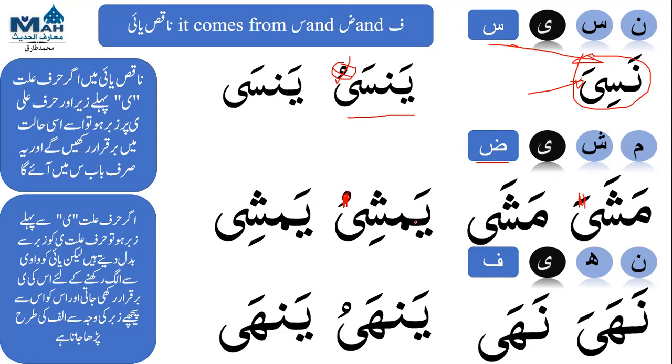But inside the chart, if there will be like yamshiyuna, you need to drop, because anywhere two harfu illat are joined, drop one. You will drop the root letter's vowel, not from the chart. So this is the simple rule, always remember it. So naha, noon ha ya, from chapter fa, naha ya yanhayu. Simply it will become naha, yanha. Okay, we dropped it.